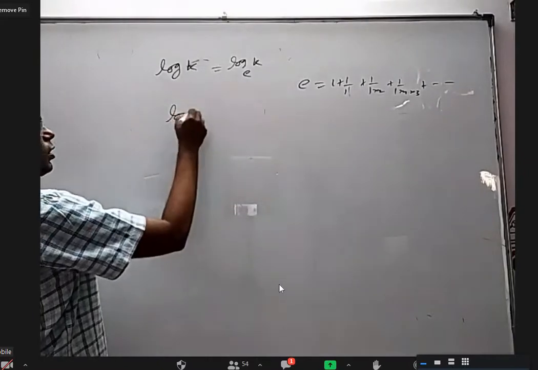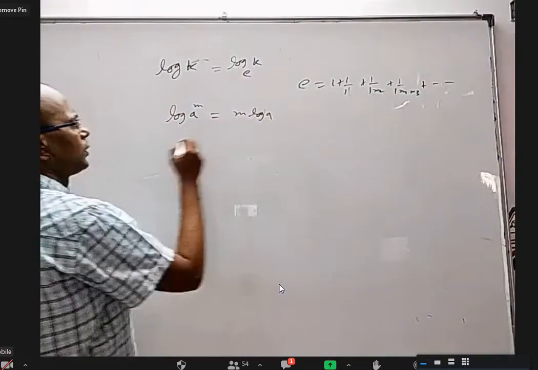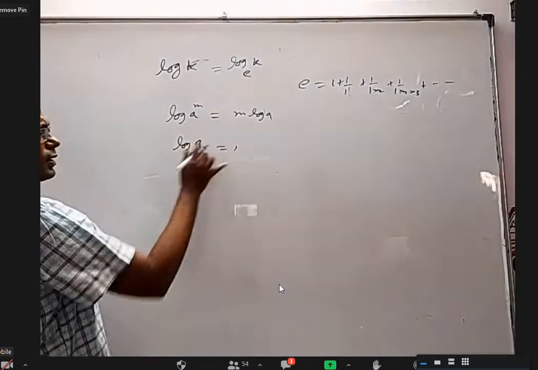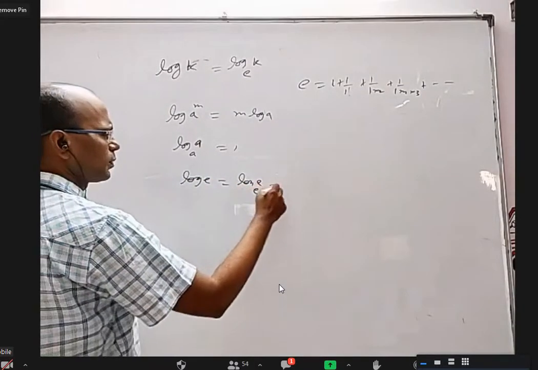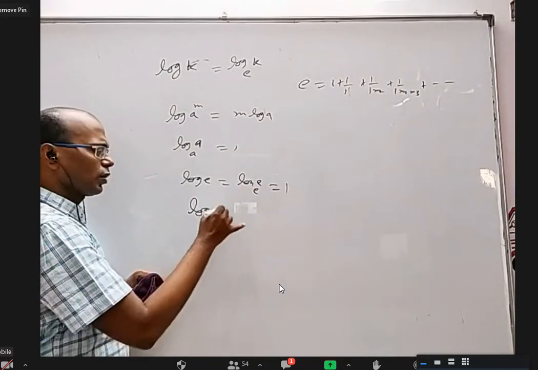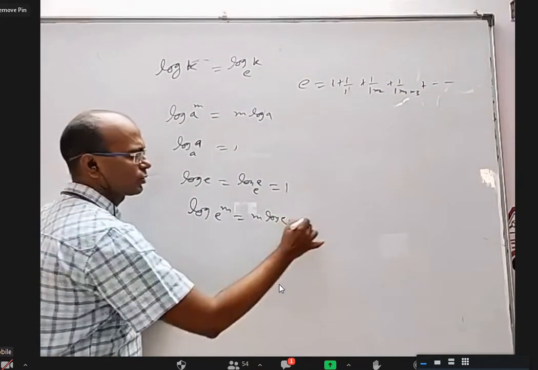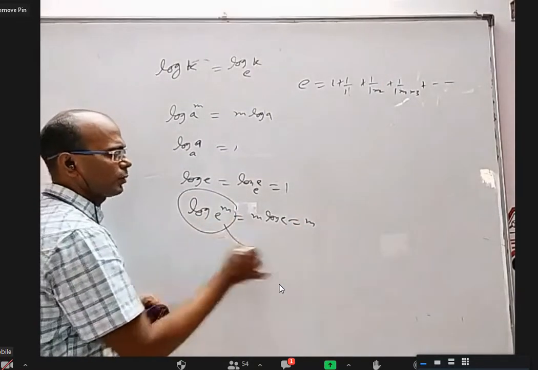Next, log a power m, we know it is m log a. And one more thing, log a base a is 1 if both are the same. So if nothing is mentioned, log e is equal to log e base e, which is 1. In the present question, we have log e power m, which will become m log e, but log e is 1, so it will become m. So don't worry about this. Simply take log e power m as m.